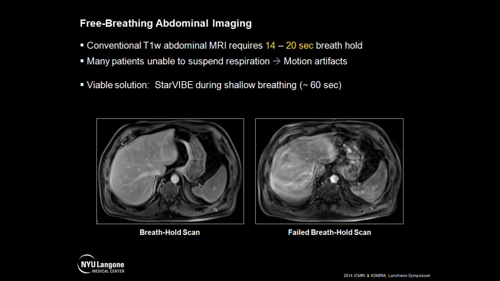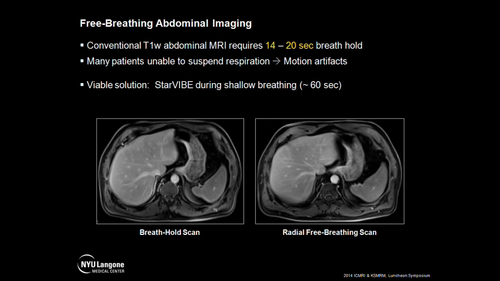Now, if we use the StarVIBE sequence for this application instead and allow the patient to perform a shallow breathing, then we get this image quality. Now, this scan takes 60 seconds, so it takes significantly longer than a conventional breath hold scan, but in this case we do get diagnostic image quality although the patient was breathing. And this is a significant advantage for patients that are unable to perform a breath hold or where it's very likely that they will not be able to perform a breath hold.